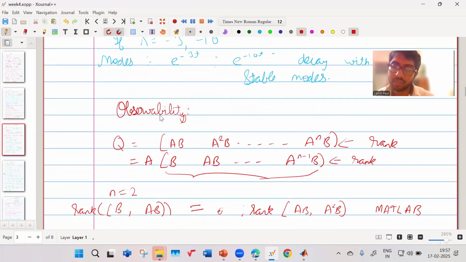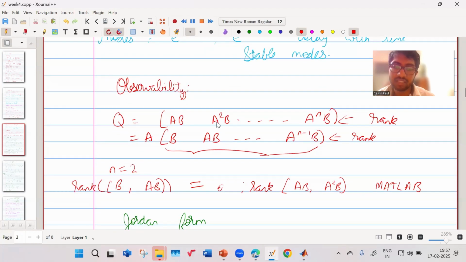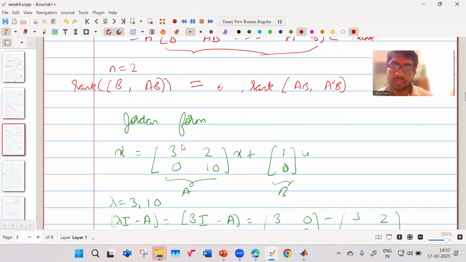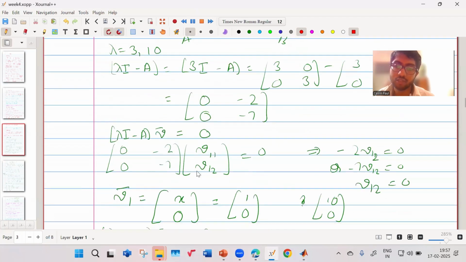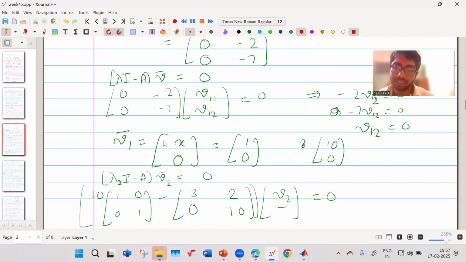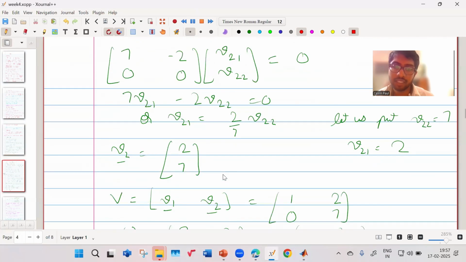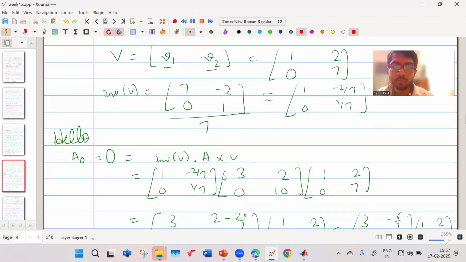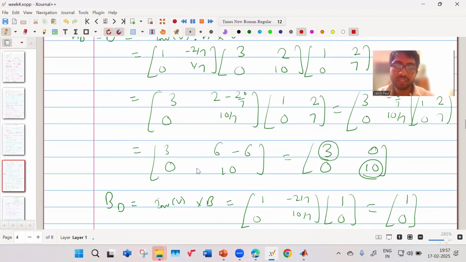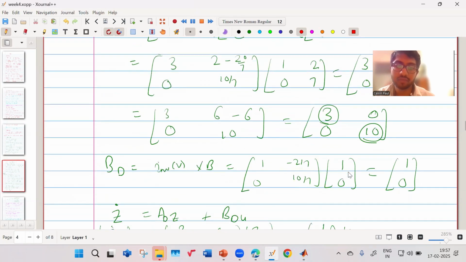Similarly, there's an observability matrix. Okay, and again, this is the Q matrix for controllability. Then there's a Jordan form where you can convert it into Jordan form. There you use the eigenvalues and eigen decomposition, you get the eigenvectors, and then you do the suitable transformation, right? After you do the suitable transformation, you get it in a diagonal form, which is shown over here.